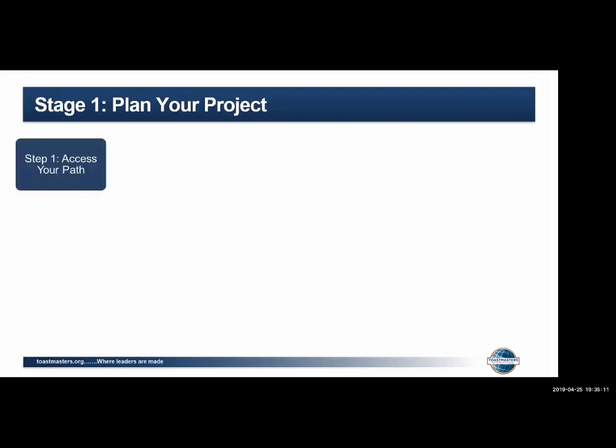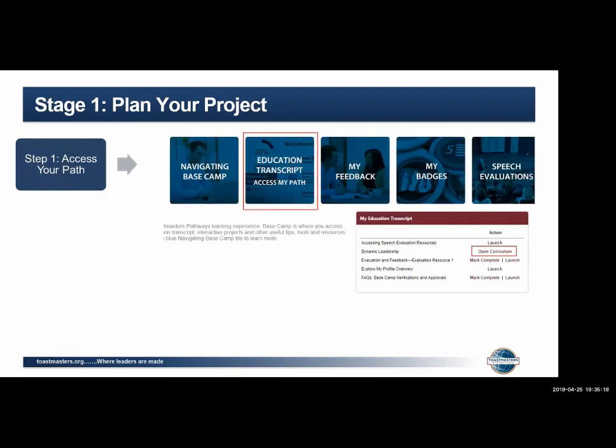In stage 2, but before we go to stage 2, let me show you certain things you should be looking out for when you launch the project or when you want to access the path. In the home page, you'll find these helpful buttons in Basecamp. There are 5. One is navigating Basecamp, the educational transcript, and so forth. So the one that says education transcript, access my path, that's one way through which you can get to your curriculum and launch your project.